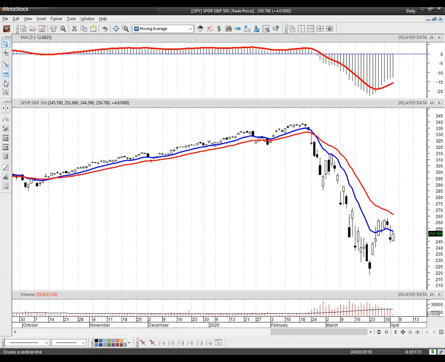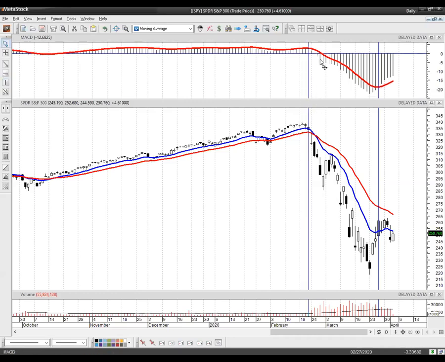In fact, right here is where the cross happened. I'll just grab my crosshairs. It happens right here. That's where it goes from down below to up above its signal line. If we look at where that crossed back down, just eyeballing it, maybe right here is where it crossed down below the signal line.